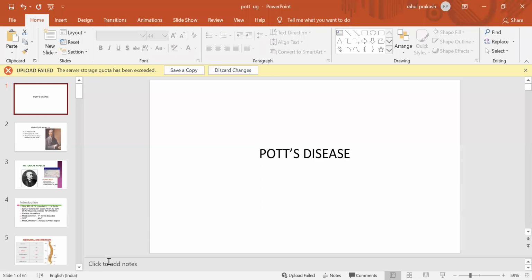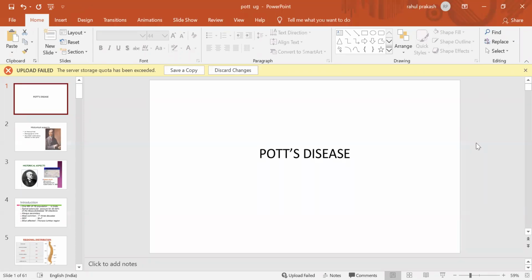Okay, so we'll start with POTS disease. Tuberculous spine. There is infection of bone. Any infection in bone is known as osteomyelitis. When you break it down, osteomyelitis is osteo and myelitis. Osteo means bone, and myelitis is the infection. Itis is always the infection. So osteomyelitis is the infection of bone.